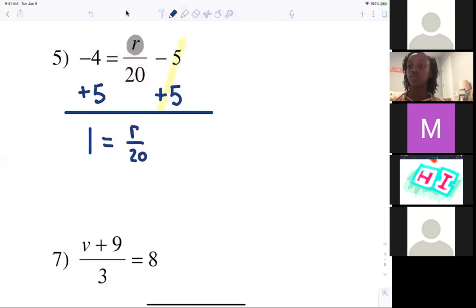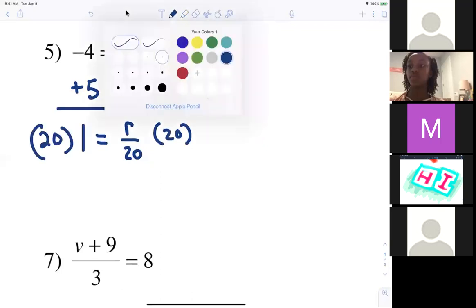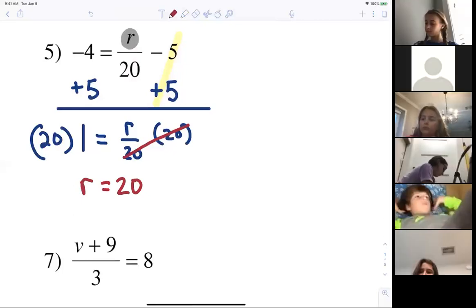Now how do I undo divided by 20? Multiply both sides by 20. Now again, why do we do that? Because the times 20 and the divided by 20 cancel out. 20 times 1 is 20, so r equals 20. How's that, guys? Everybody good? Yeah.